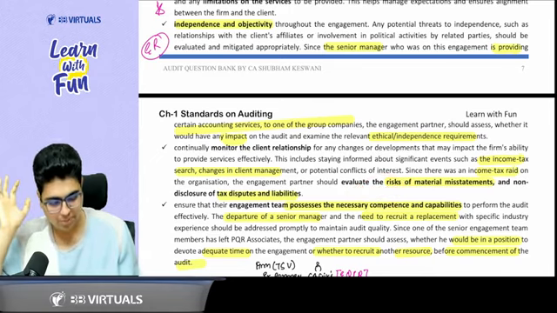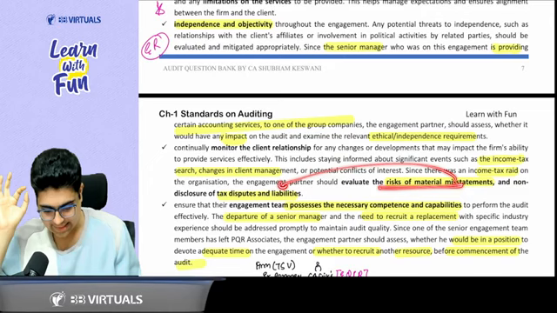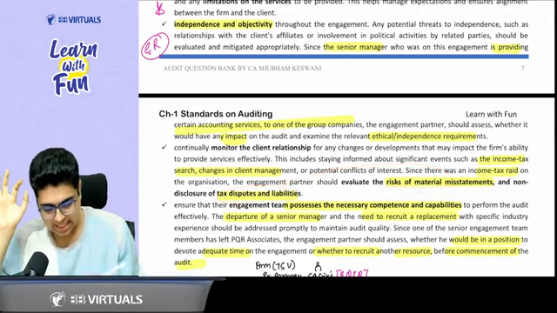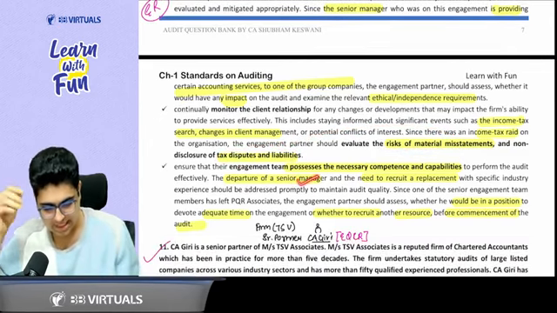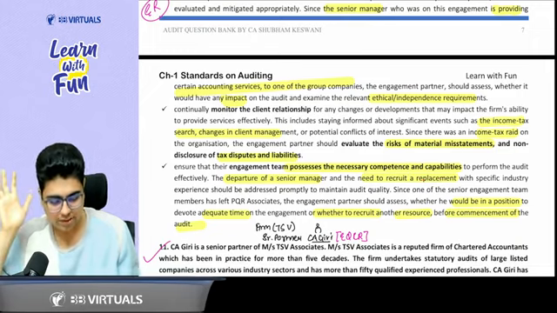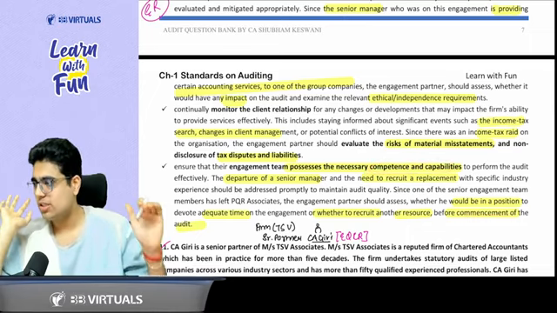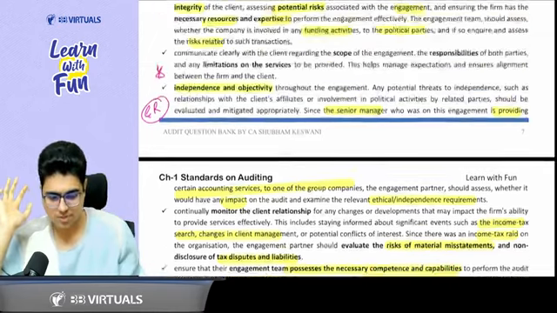So this is one point. Also, there is a risk of material misstatement due to the tax disputes and liabilities. Next point, sir, senior manager has left your team and you are ready to recruit a replacement for him. So it impacts the competence, capability and time and resources. So this is how you relate the facts of the case with the points.